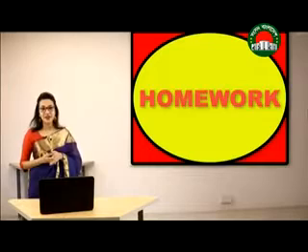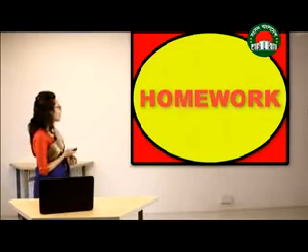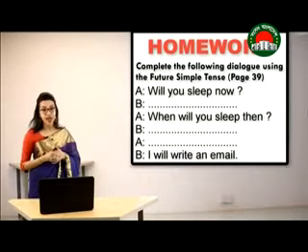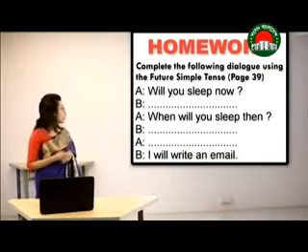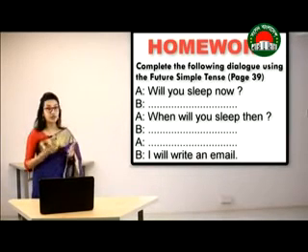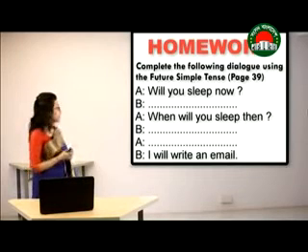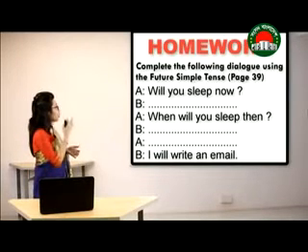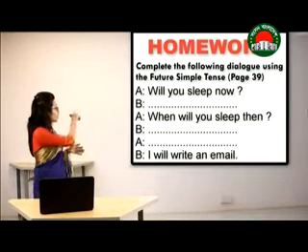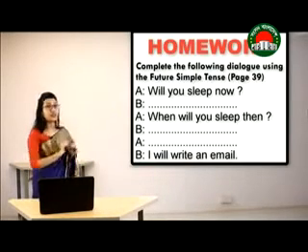Now it's time for homework. This homework can be found in your book at page number 39. What you have to do? You have to complete the following dialogues using the future simple tense. For example, person A is saying, will you sleep now? Now we can see that the part of B's speech is blank.